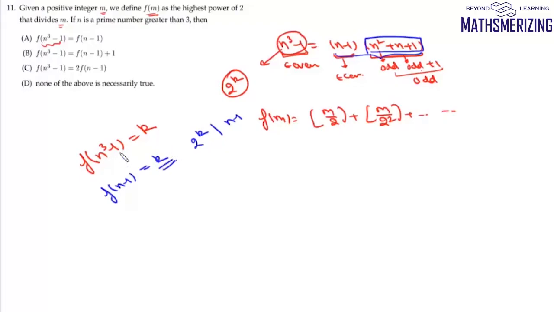So from here we can say that f(n³ − 1) must be equal to f(n − 1), and that's your option number A.